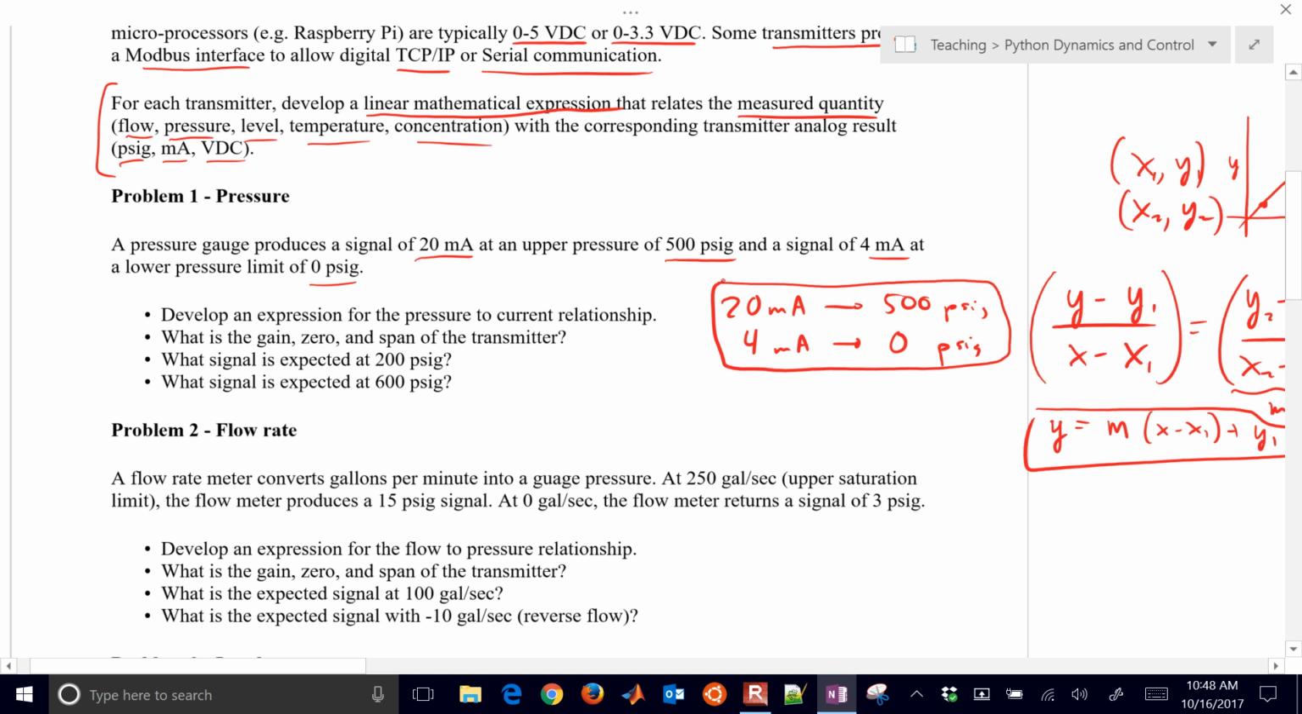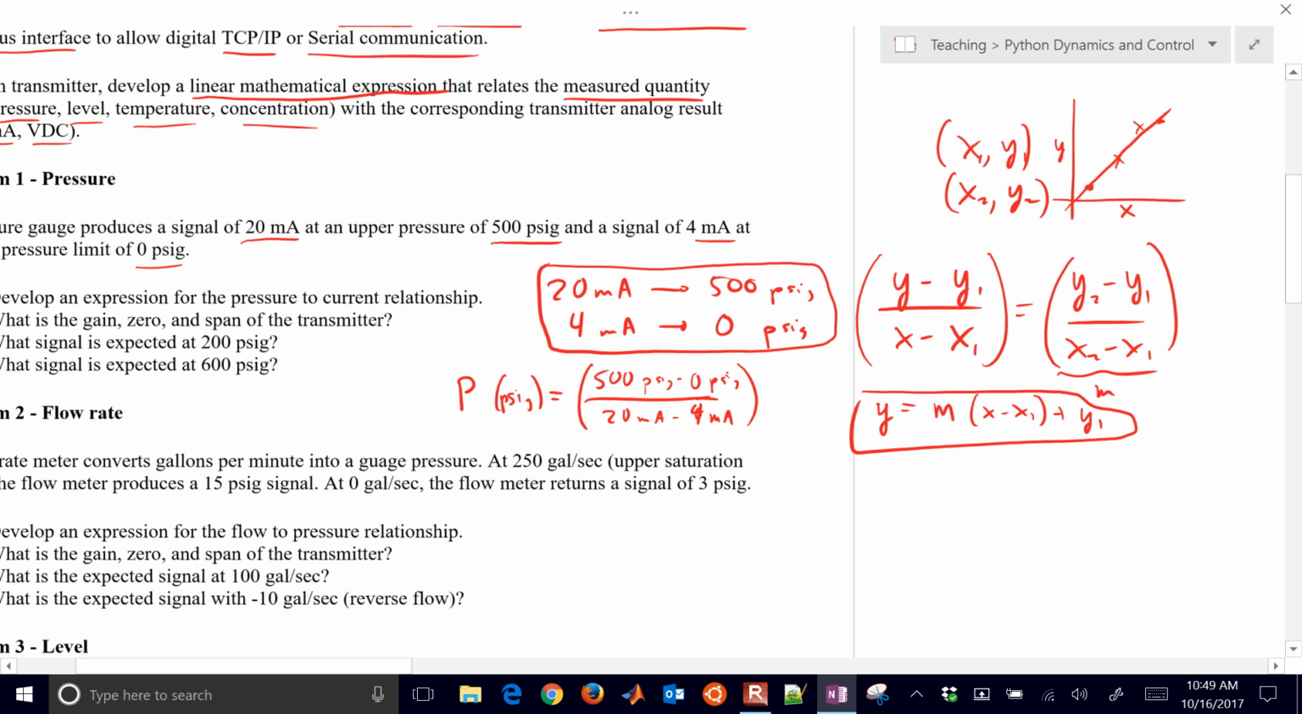We have a signal, and then we want to relate that to a pressure. And so we have, for example, the pressure, and this is in psig, is going to be equal to 500 psig minus 0 psig divided by 20 milliamps minus 4 milliamps. Okay, there's my gain. And I'm also going to do the pressure. Sorry, this is going to be the current, I'll just put an I there, minus 4 milliamp, plus, and then we'll have our 0 pressure, 0 psig. So there's a correlation that relates milliamps to pressure.